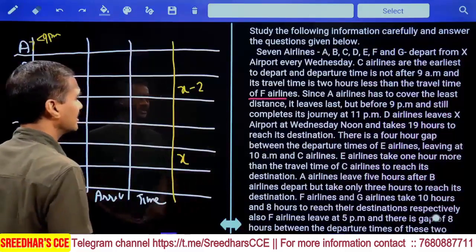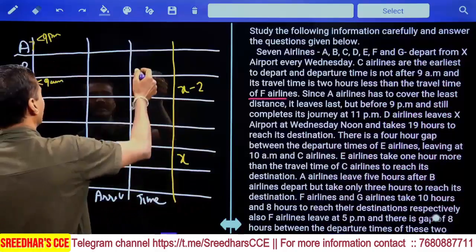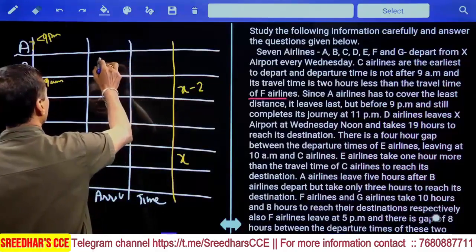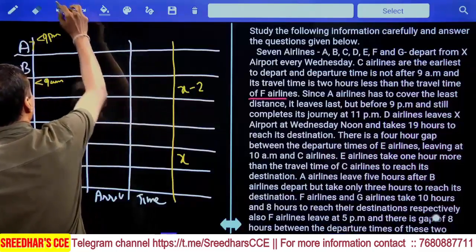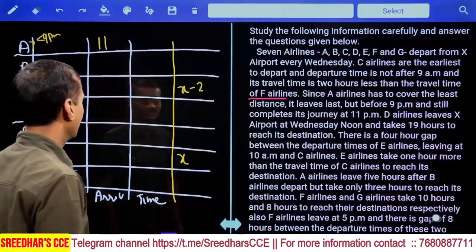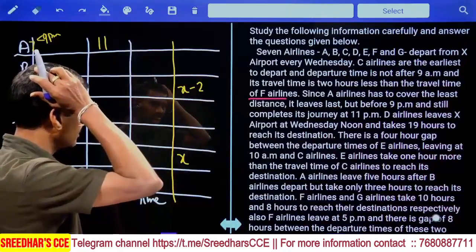It still completes its journey by 11 p.m. It completes its journey at what time? 11 p.m. Now this will be complete. Okay, it is going to complete by 11 p.m. That's the information we have.